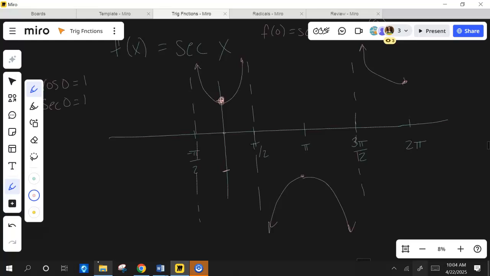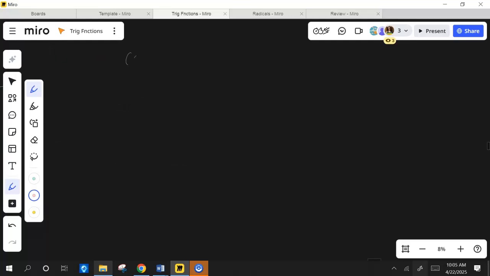And then the last one is cotangent. That's the flip of tangent, right? So there's my parent. The difference in this one and the tangent is just where tangent was 0 before, now it's undefined. And where it was undefined before, now it's 0, right?